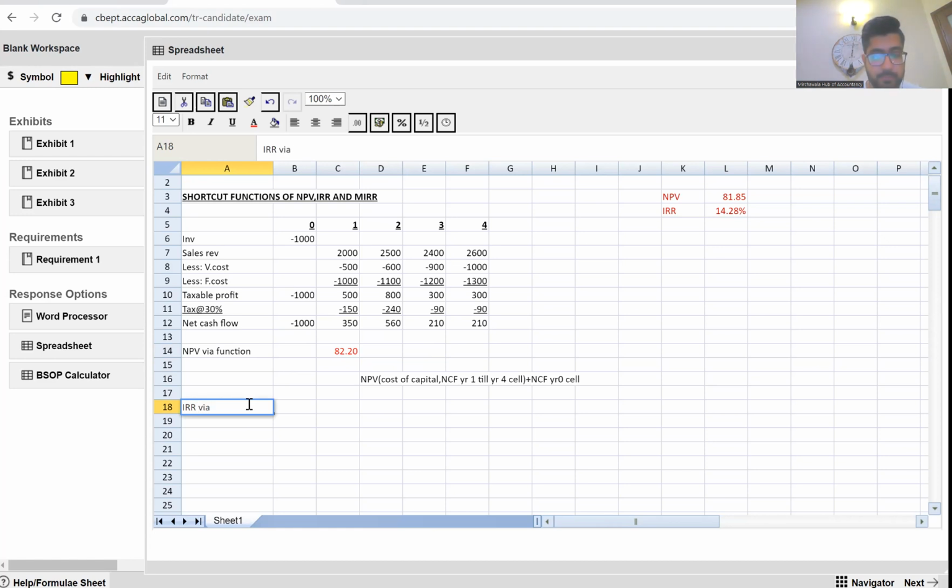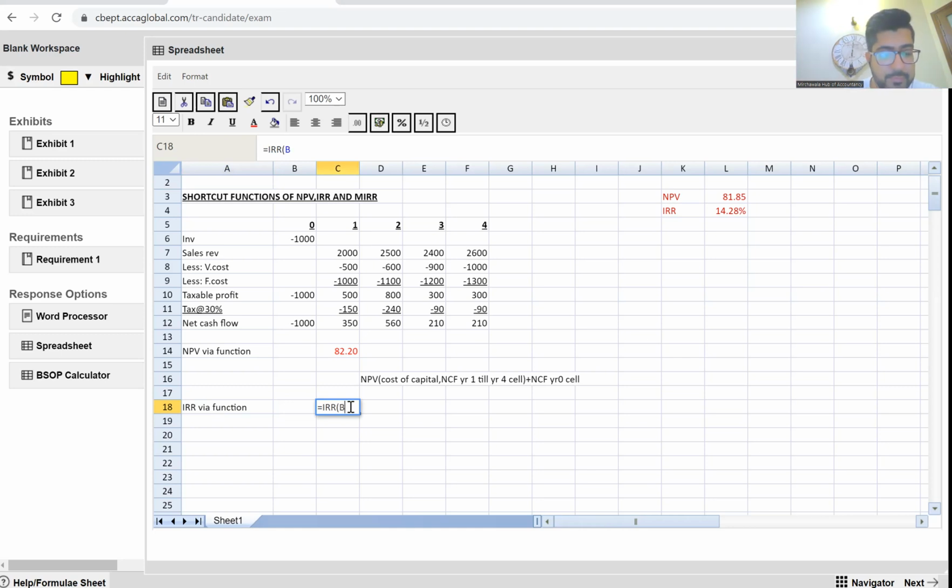IRR also via function. Now, how do you get IRR via function? Equals to IRR, because now you are not calculating NPV. It was equals to NPV earlier, now you are calculating IRR. So equals to IRR, bracket open, all cells of net cash flow from year 0 to the last year.